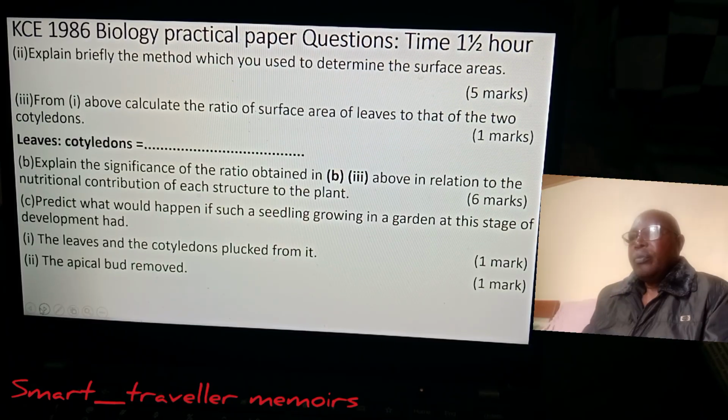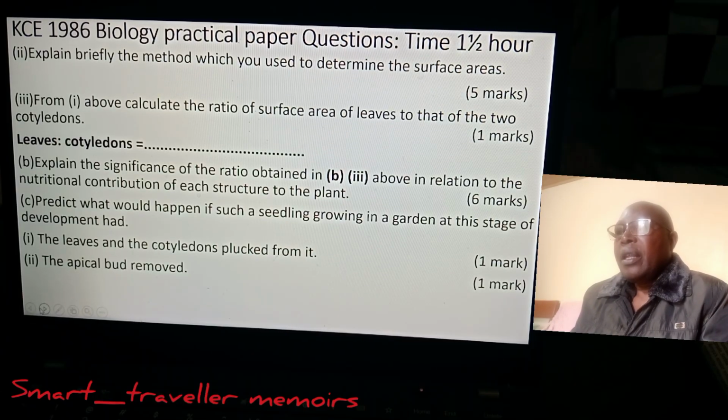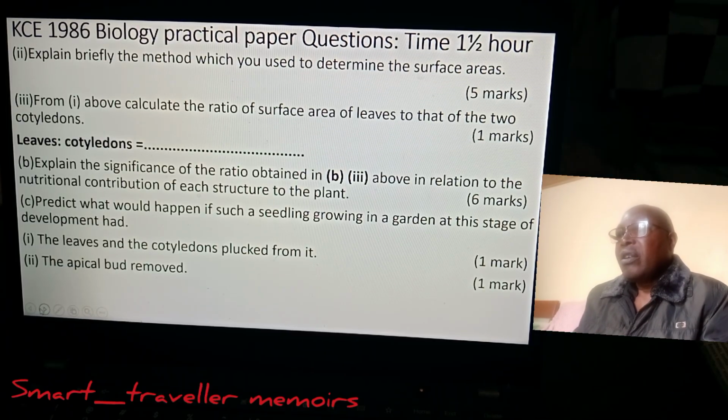Roman 2. Explain briefly the method which you use to determine the surface areas. You get 5 marks. Roman 3. From Roman 1 above, calculate the ratio of surface area of leaves to that of the 2 cotyledons. Leaves to cotyledons, you give the ratio.